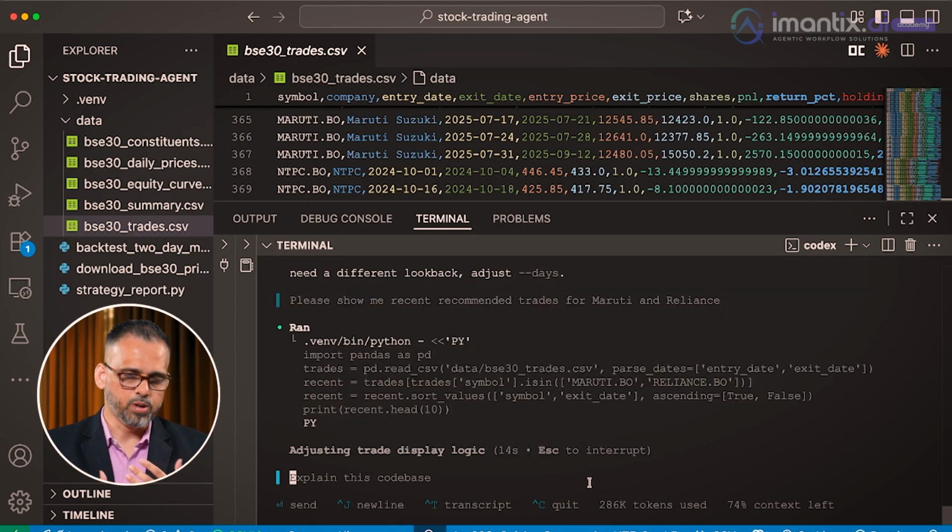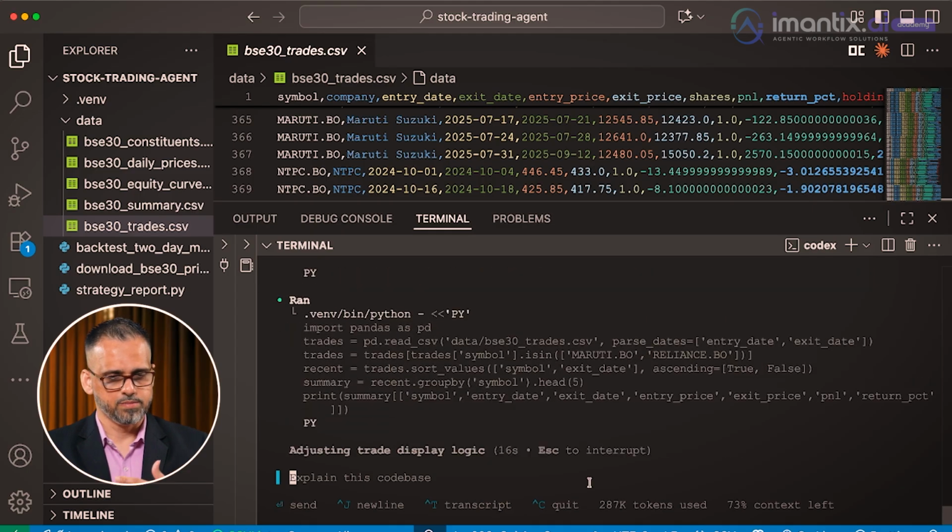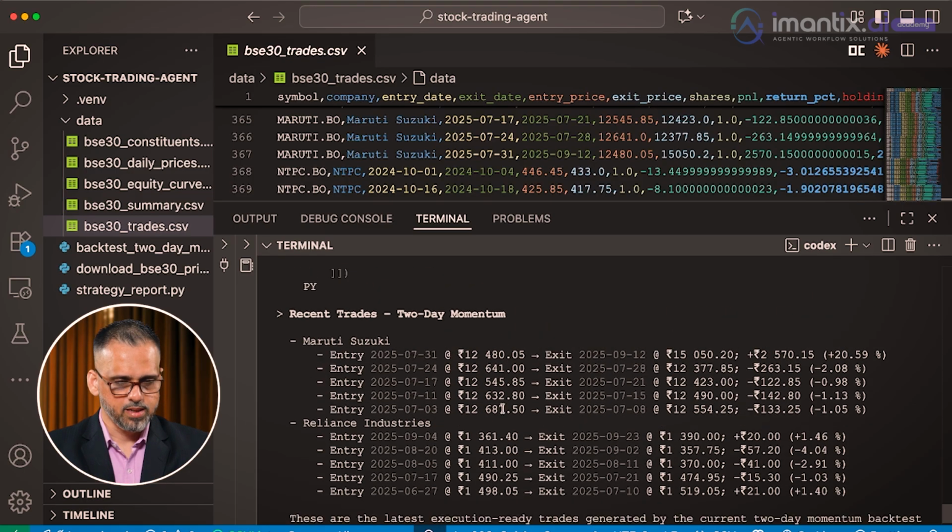So again, it's like we are talking to an actual person. You just tell him that I want this information. We don't care how he goes ahead and fetches it. Okay, so it tells us in the case of Maruti, we would have entered on 31st at 12480.05.